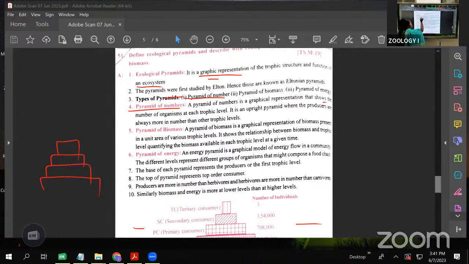Who first studied these pyramids? Elton. Elton studied the pyramids, hence they are called Elton's pyramids. The ecological pyramids were first studied by Elton. That's why the name is Elton pyramids. Now the types of pyramids.